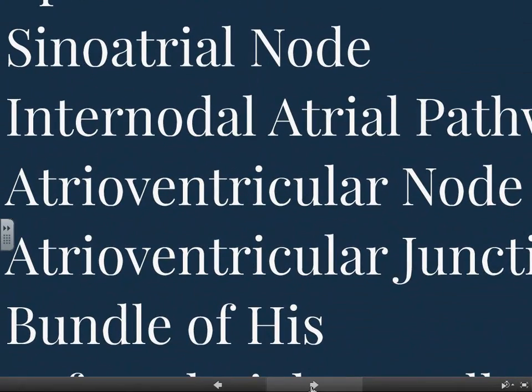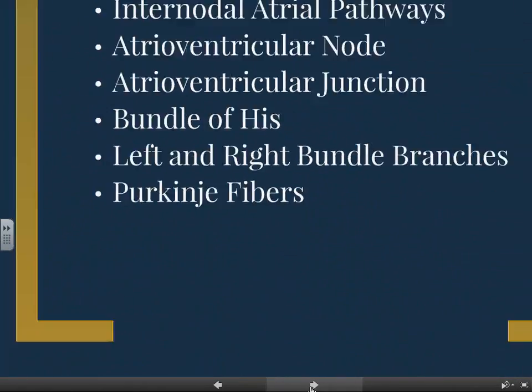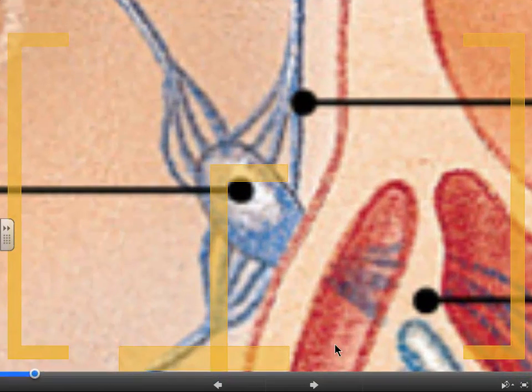Then we go to our AV node, right? What's the intrinsic firing rate of your AV node? All right, 40 to 60. So it can actually serve as a backup pacemaker, right?